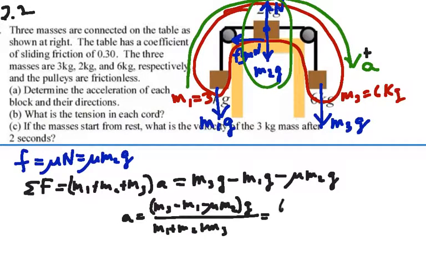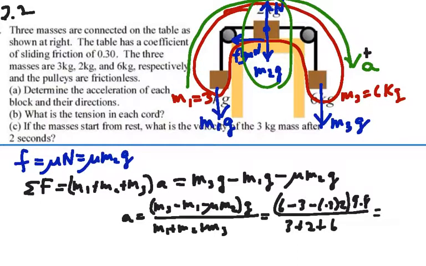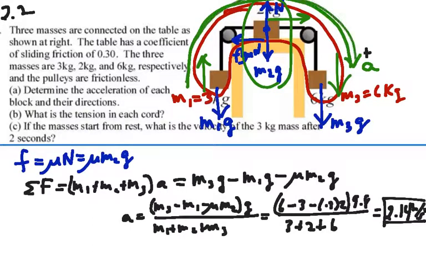So this is equal to 6 kilograms minus 3 kilograms minus 0.3 times 2 kilograms, all that times 9.8, divided by mass 1, 3, plus mass 2, 2, plus mass 3, 6. If I figure this out, I have 6 minus 3 minus 0.3 times 2, times 9.8, divided by 11. I get 2.14 meters per second squared. That's the acceleration for all three blocks. In particular, the acceleration will be up for mass number 1, to the right for mass number 2, and down for mass number 3. But it will be in the direction as we've indicated for the acceleration.